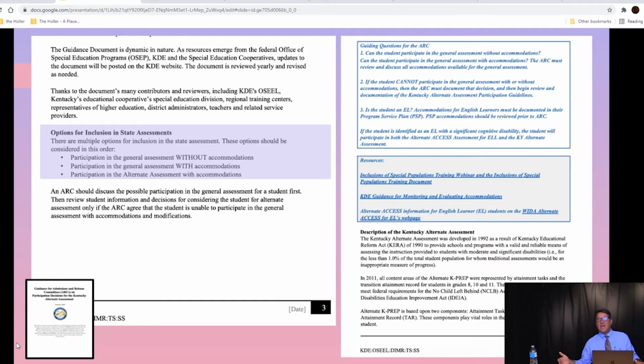If the student is an EL, English learner student, there is documentation that has to circle around that program service plan. And if the student is identified as EL with a significant cognitive disability, the student will participate in both the alternate ACCESS assessment for ELL and the Kentucky alternate assessment. And then of course you've got your resources there that talk to you about these different populations and the inclusion for special populations and what training you have to get as a teacher in order to effectively work through this process for each population, either a student that's not ELL or a student that might be ELL.